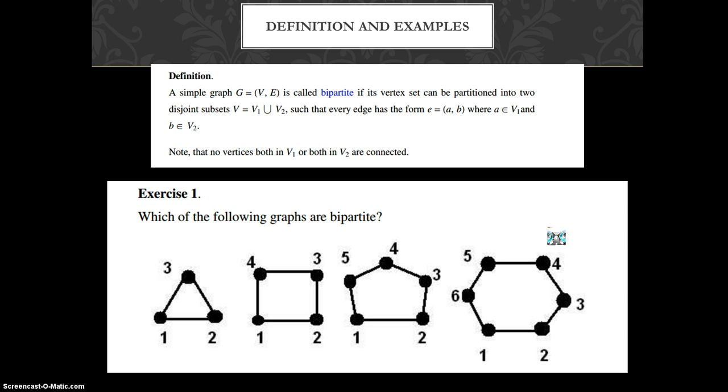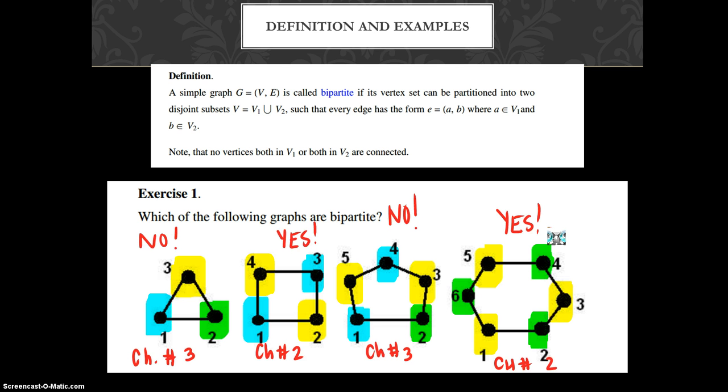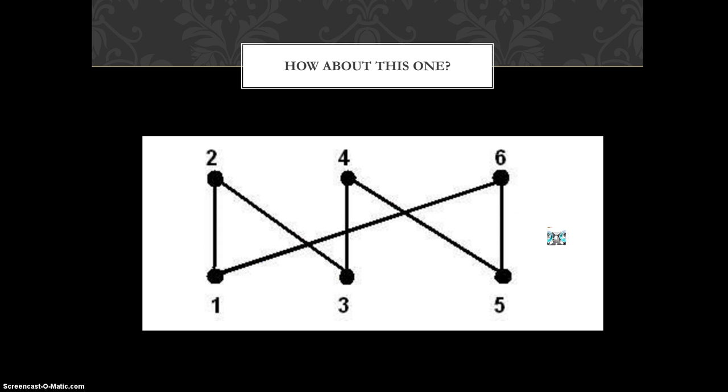And did you get these for your answers? All right, so the first graph is not, the second one is, the third one is not, and the fourth one is. How about this graph? Can you color this with 2 colors? And you sure can. So every green is connected to a yellow, and every yellow is connected to a green.